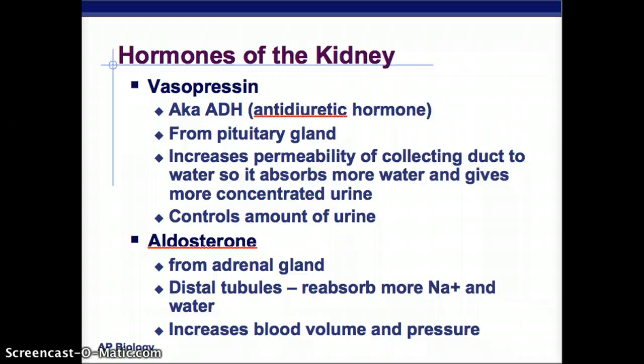All right, some hormones in the kidney. The first is vasopressin, which is more commonly known as ADH, antidiuretic hormone. It comes out from the pituitary gland, and what it does is it increases the permeability of the collecting duct to water, so it absorbs more water and gives more concentrated urine. It'll take more water out, and so you end up with concentrated urine. So that controls the amount of urine. Obviously if there's a lot more water in your urine, you're going to have a larger volume of urine.